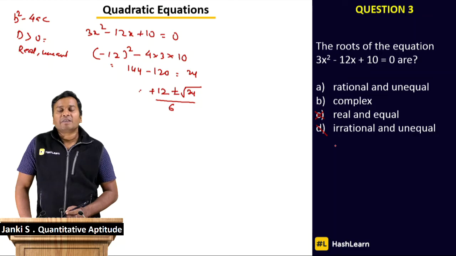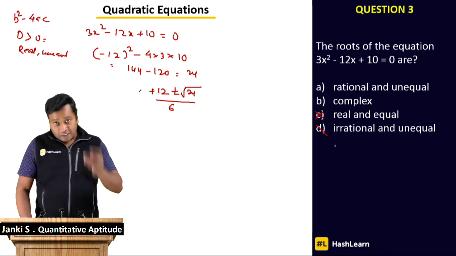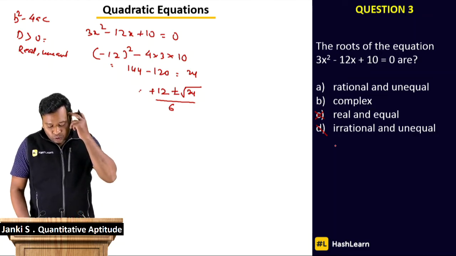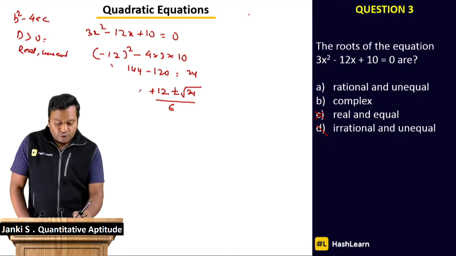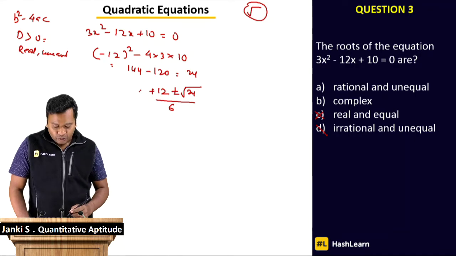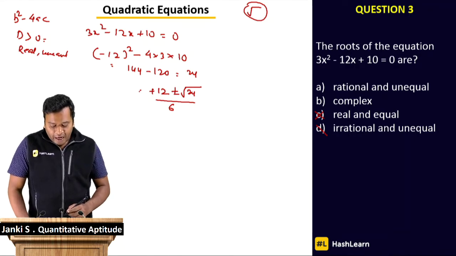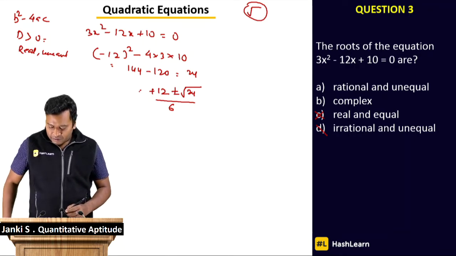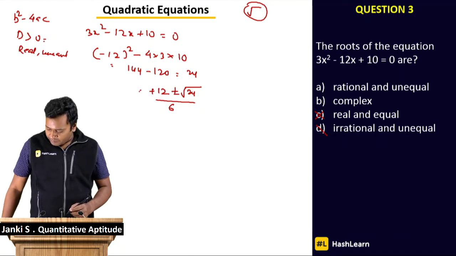So what is the difference between rational numbers and irrational numbers? Irrational numbers are those which are in terms of roots, right? Anything which is in terms of roots is nothing but an irrational value here, right? And complex values, what is the basic difference between irrational and the complex format?